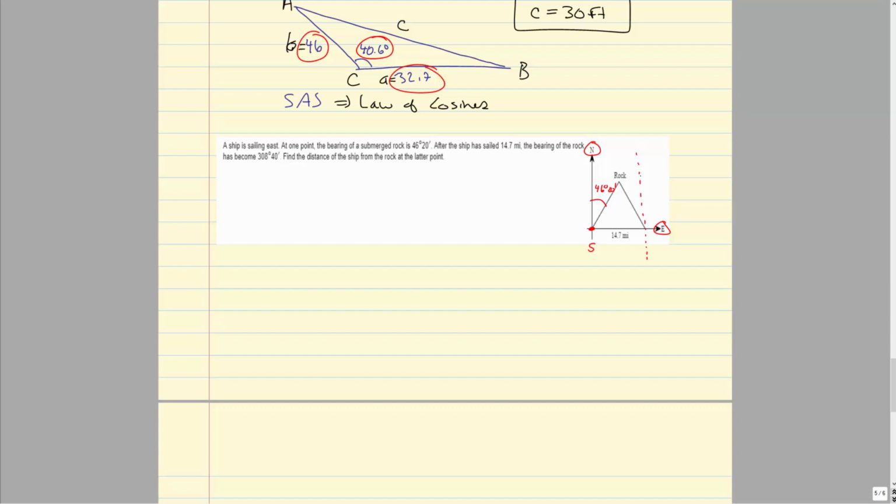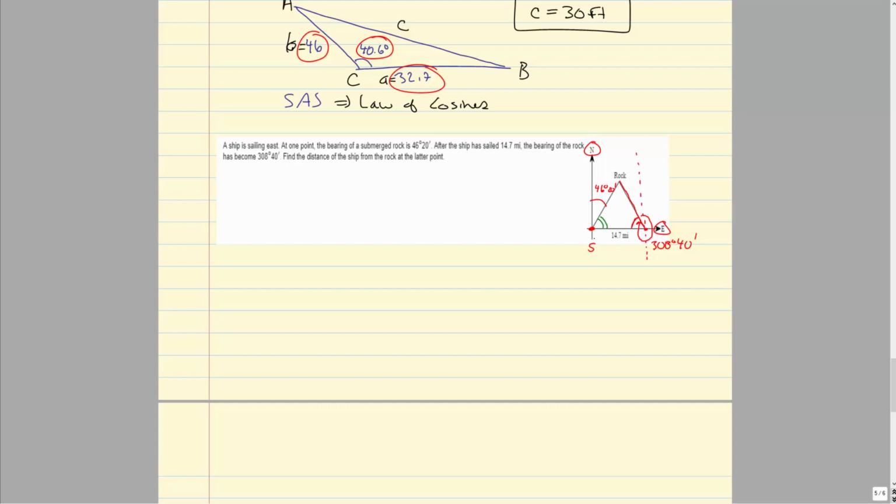What we have here, moving from this vertical line all the way around to this bearing line, is going to be 308 degrees 40 minutes. Now that's not saying that this smaller angle right here is that, that's all the way around. So a couple things we need to do. We need to find this angle.